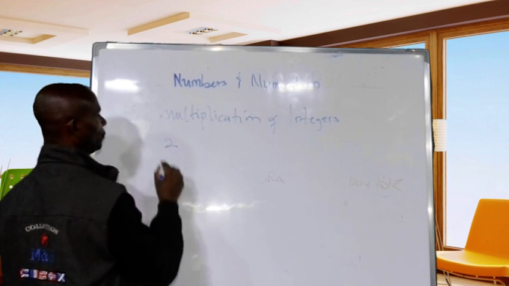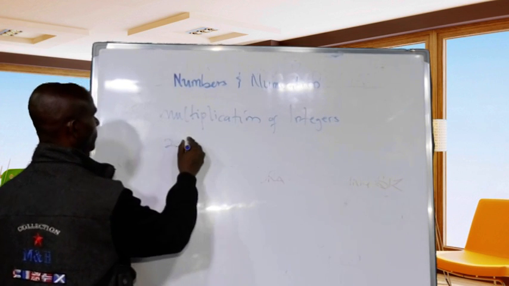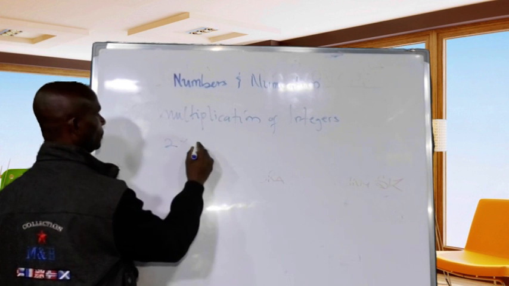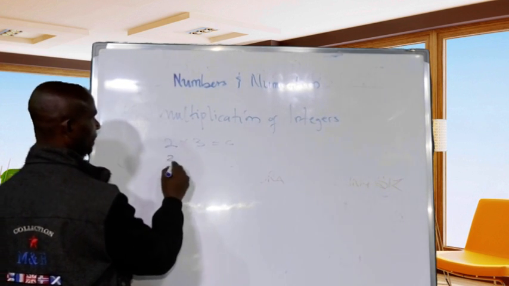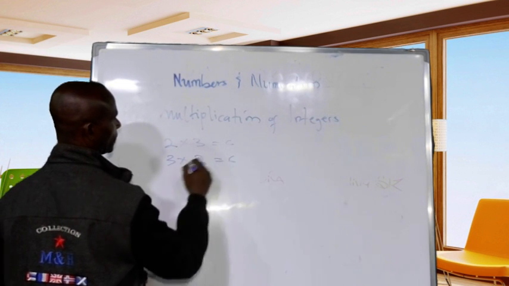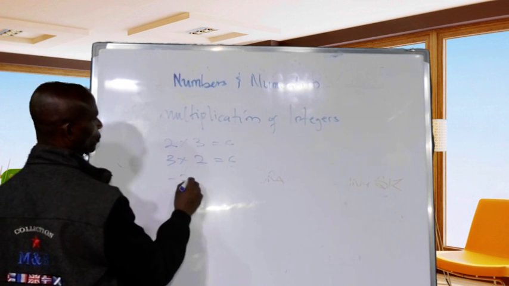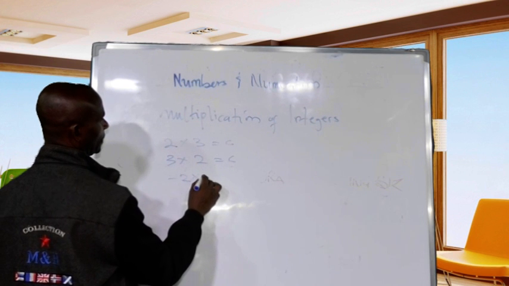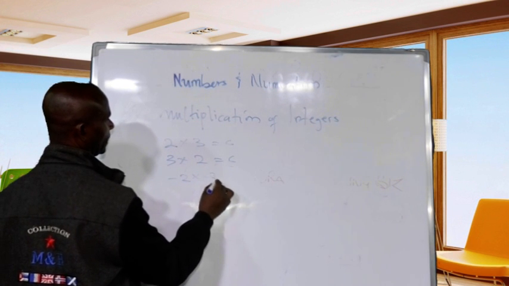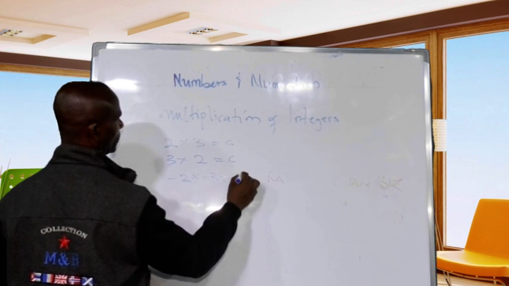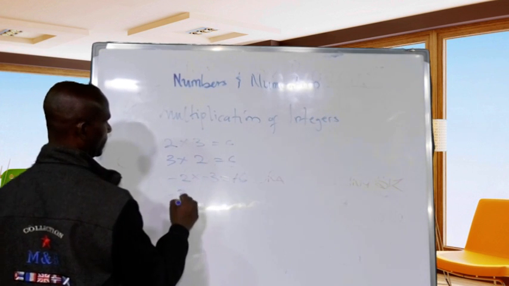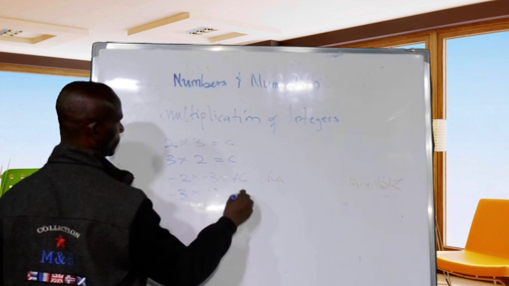A number of 2 times positive 2 times 3 is equal to 6. And now we take this one this way. We have 3 times 2 is equal to 6. Now we use minus 2 times minus 3, which is equal to plus 6. Minus 3 times minus 2 is equal to plus 6.